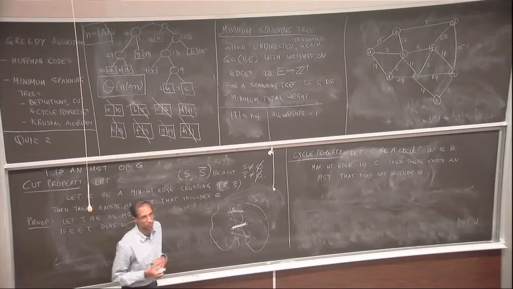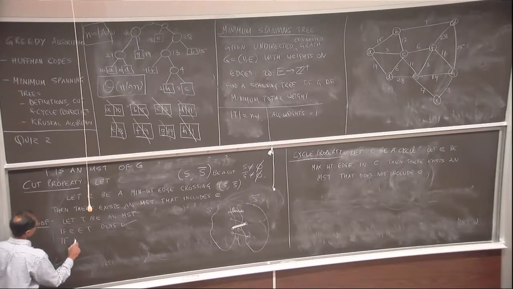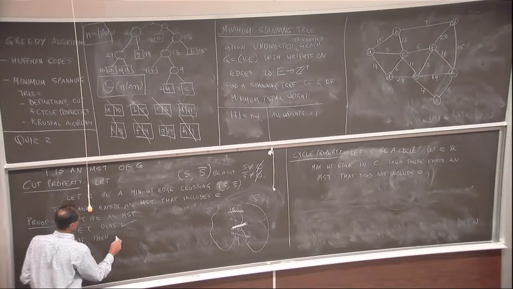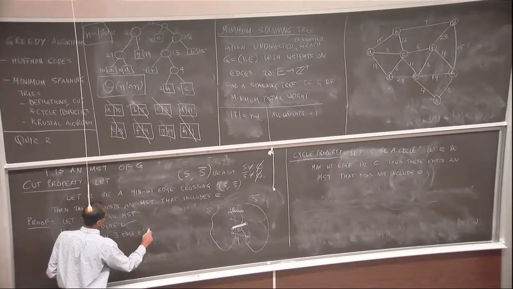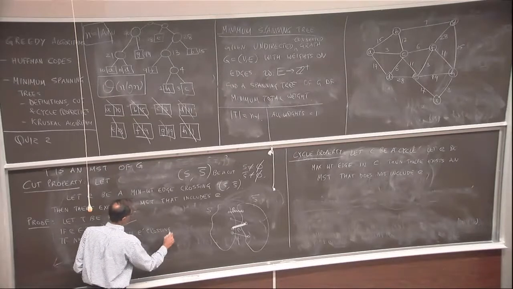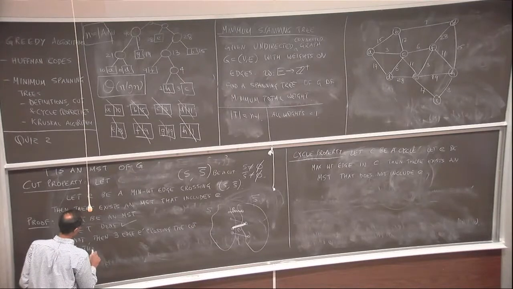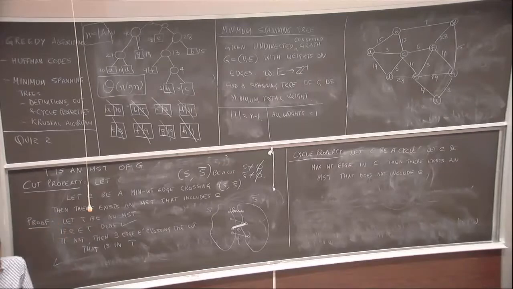So this is the edge it includes, E prime. Okay? If not, then there exists an edge E prime crossing the cut that is in T. Okay? What can you say about the weight of the edge E compared to the weight of the edge E prime?